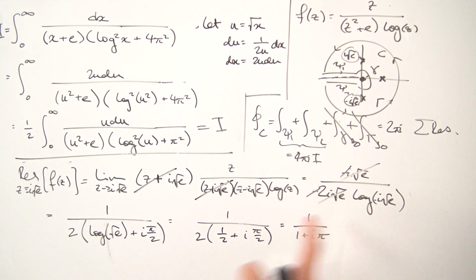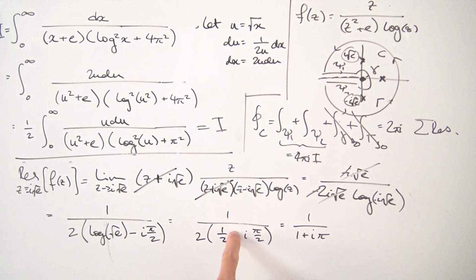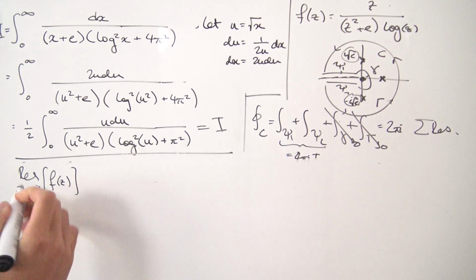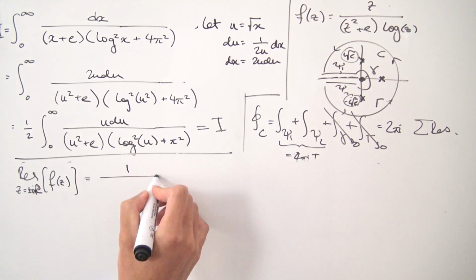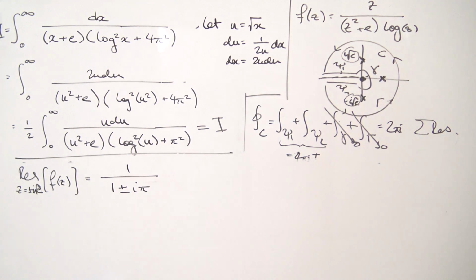But how is that going to change things? Well, as for this absolute value part, nothing changes, but the argument does change because the argument becomes a minus pi over 2 instead. So this is going to be negative, and then if you keep expanding, you're going to get negative. So the residue, I guess we can just sum it up in this way. The residue at plus or minus i square root of e, what is that going to be? It's just going to be 1 over 1 plus or minus i times pi, which is quite nice.